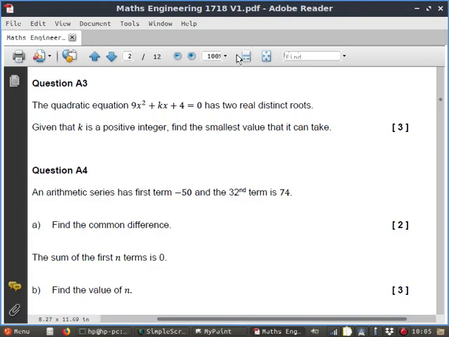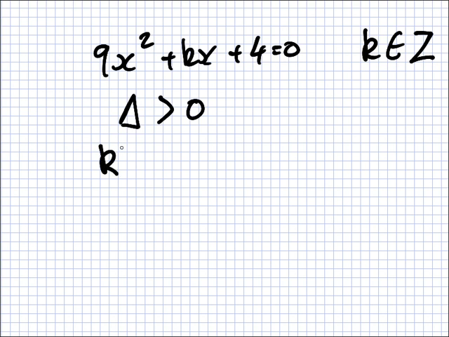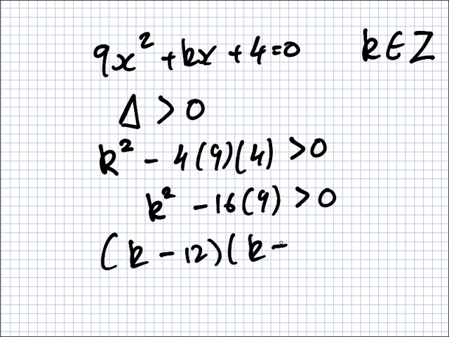9x squared plus kx plus 4 equals 0. K is an integer. Also, it has two roots. Yeah. Delta is bigger than 0. K squared minus 4ac bigger than 0. K squared minus 16 times 9 bigger than 0. K minus 12, K plus 12, bigger than 0.